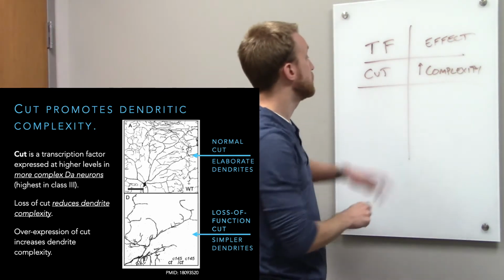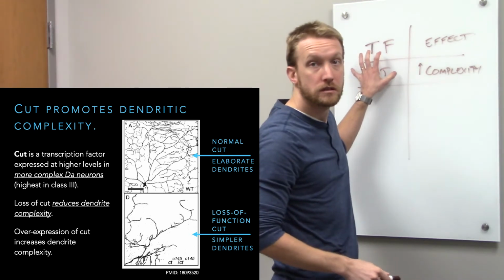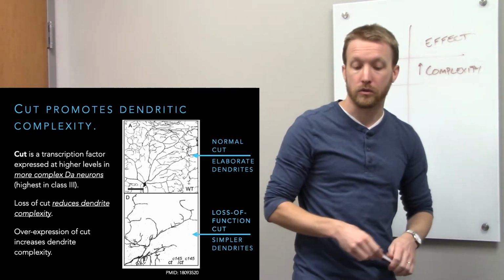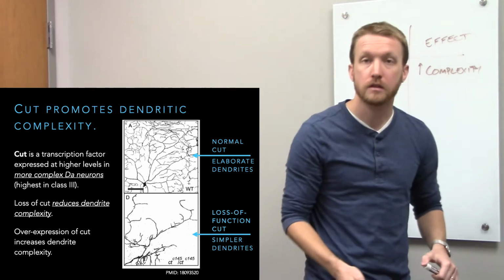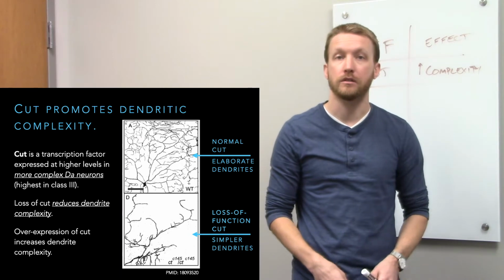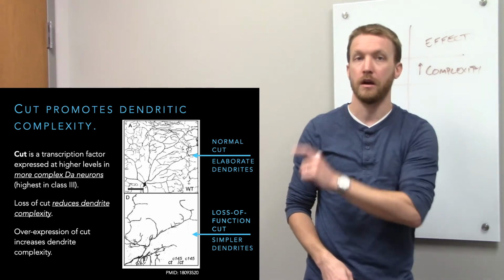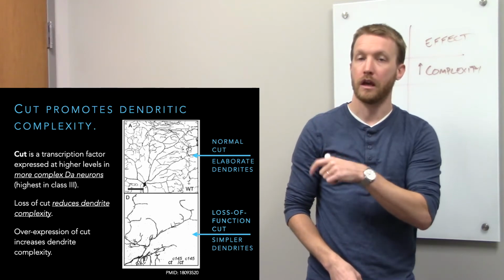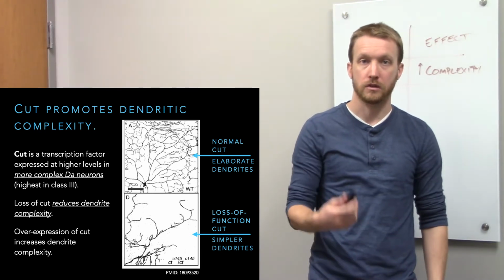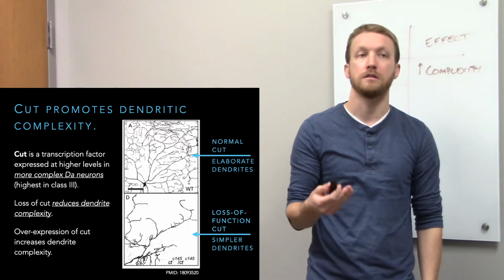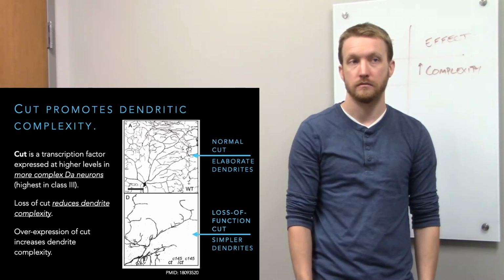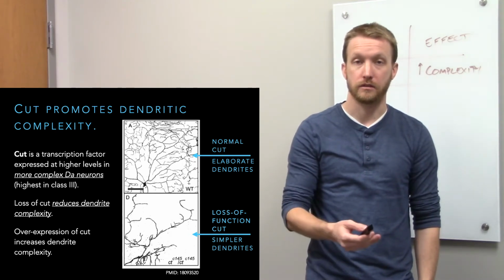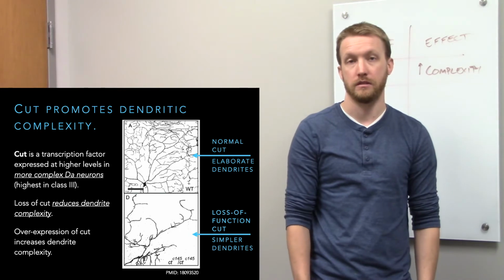Not surprisingly, if you were to decrease cut expression, so have some sort of point mutations or remove it, you're going to see a decrease in the complexity of dendrites. So compare the top, panel A, to the bottom, panel D. Here we've got normal cut. On the bottom we have a loss of function mutation. So cut doesn't function as well, and notice the decrease in the amount of dendrite. Overexpression of cut in those less complex neurons increases their complexity.